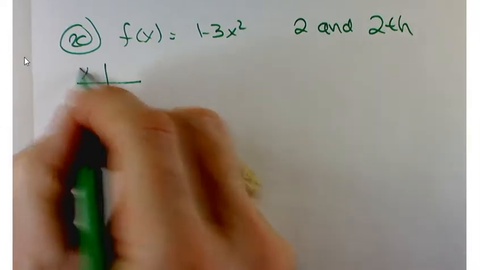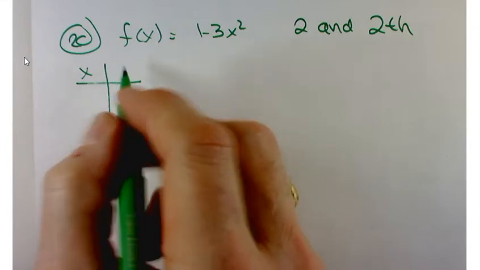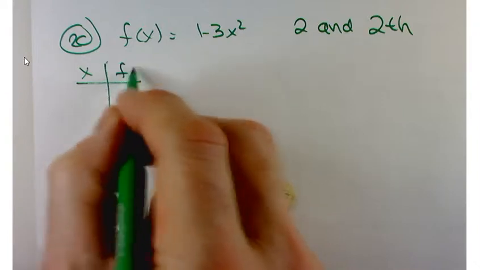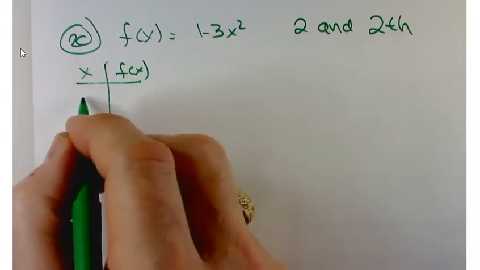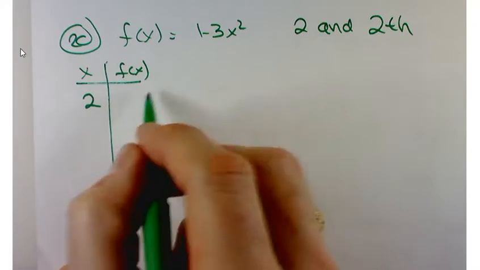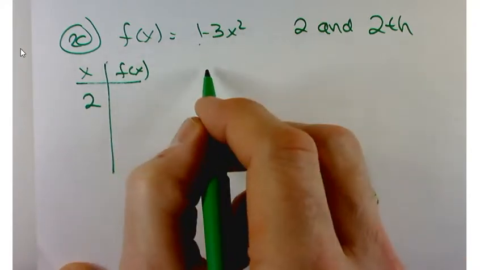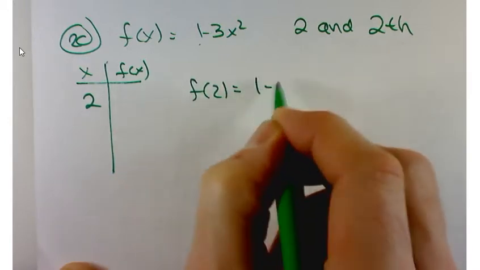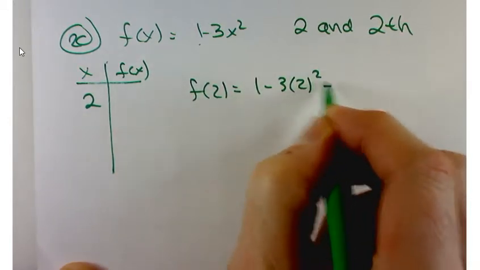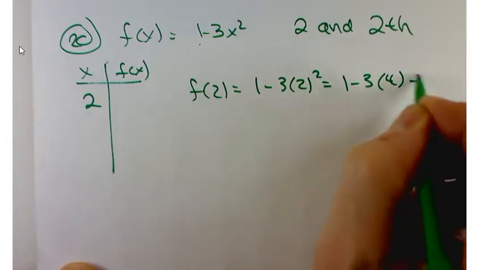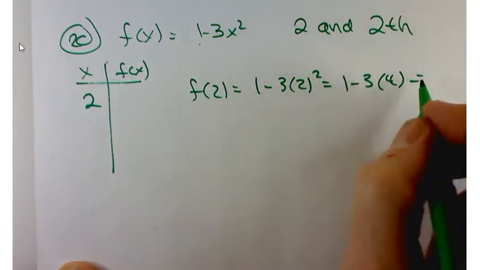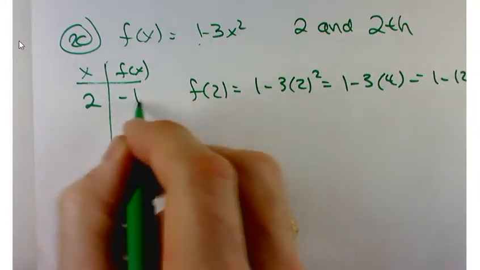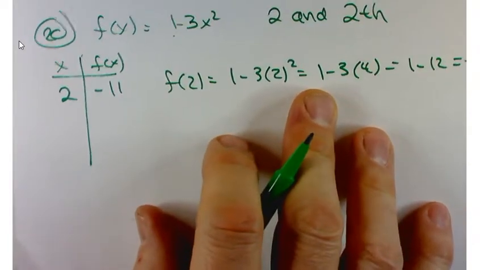So I'll plug in some values into my function and see if we can simplify that a little bit. So x and f of x. If x is 2, what is f of 2 going to equal? One minus 3 times 2 squared. Anyone before I get done? Negative 11. Good. So 1 minus 12 is negative 11. So that's f of 2.